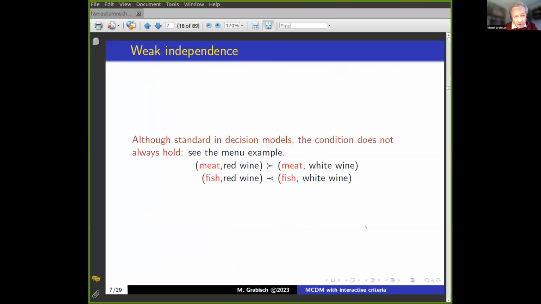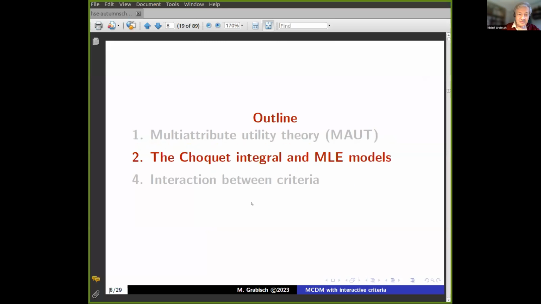Of course, we know there are some famous examples where this property of weak independence is not true. So this is one of the very classical examples. The menu example, when you have to choose between red wine and white wine, and you choose your dish, and everything is dependent on the other choice. So in this situation, you cannot guarantee that weak independence is satisfied. Then you have to do something else. But okay, we don't consider this.